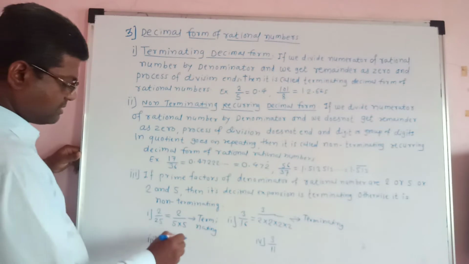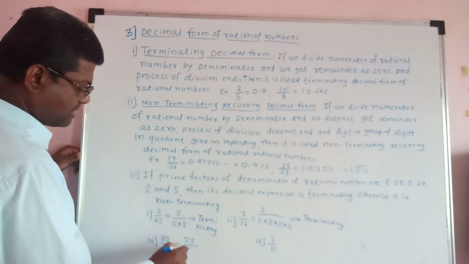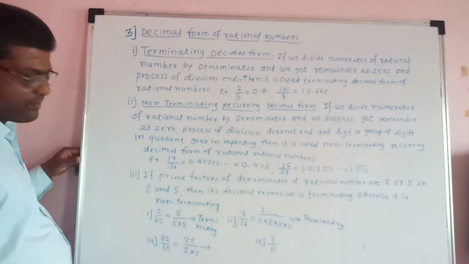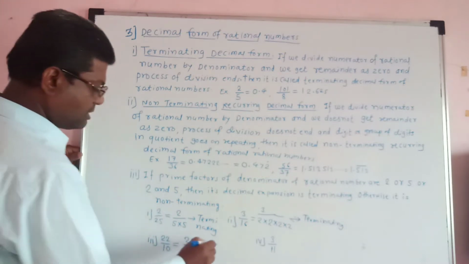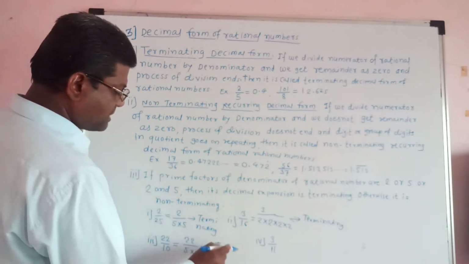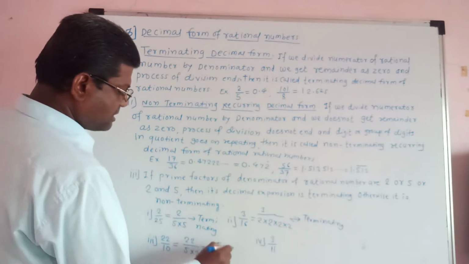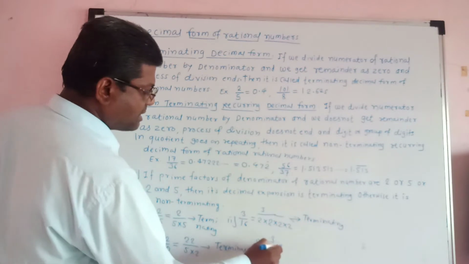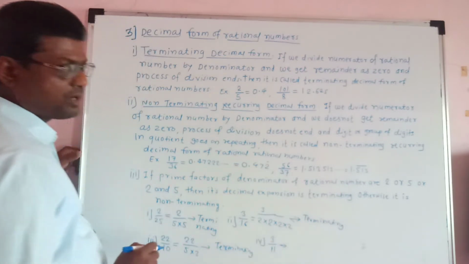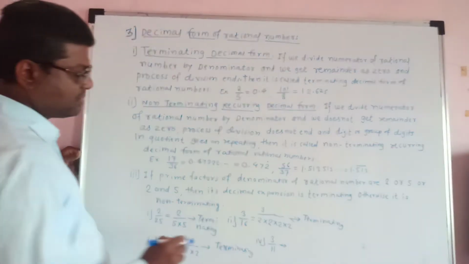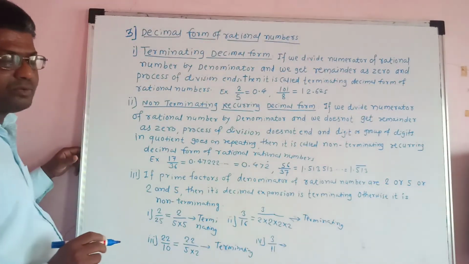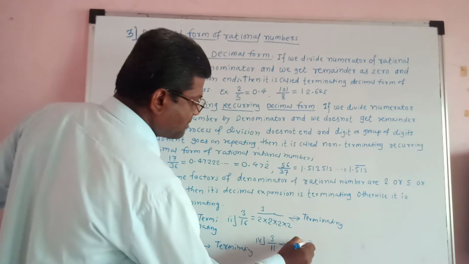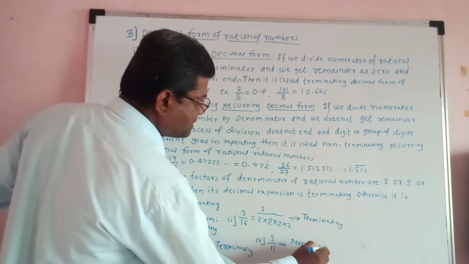22 upon 10. This 10 can be written as 5 into 2. So in the denominator, the prime factors are 5 and 2. So its decimal expansion is also terminating. Here 3 upon 11. 11 is other than 2 and 5. Therefore its decimal form is non-terminating.